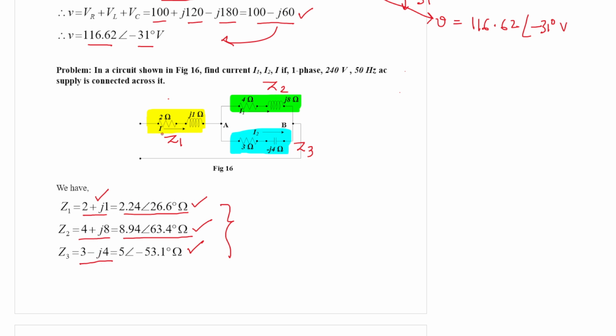Now the current flowing through Z1 is I. Current flowing through Z2 is I1, and current flowing through Z3 is I2. So you need to evaluate I1, I2, I, if the supply voltage is 240 volt, 50 hertz, single phase AC supply.